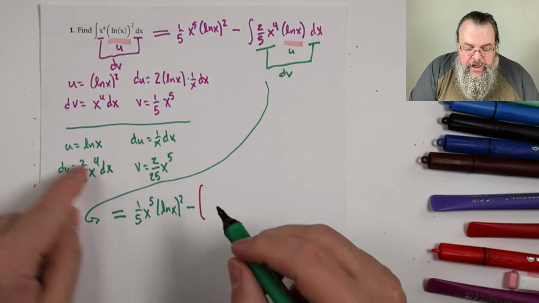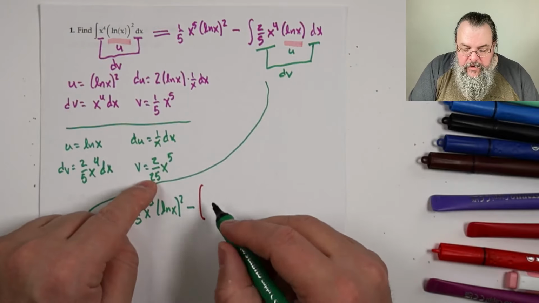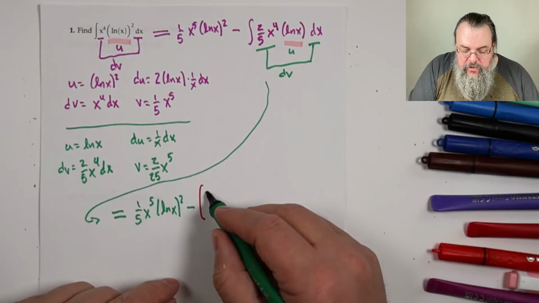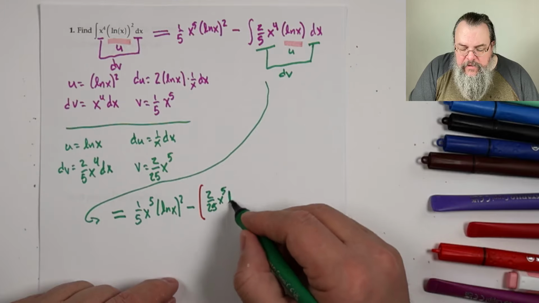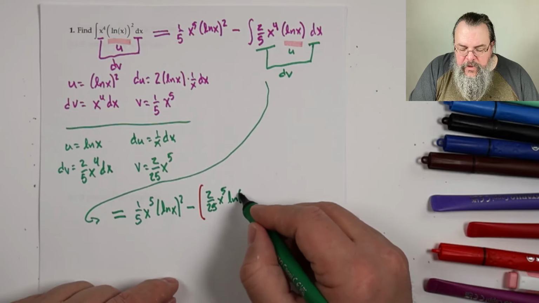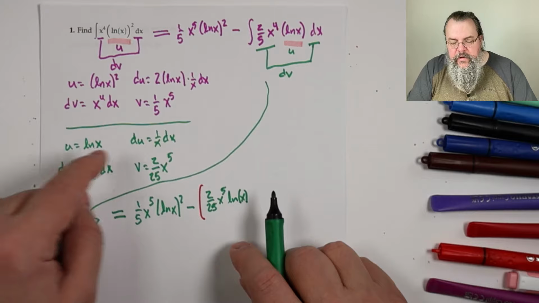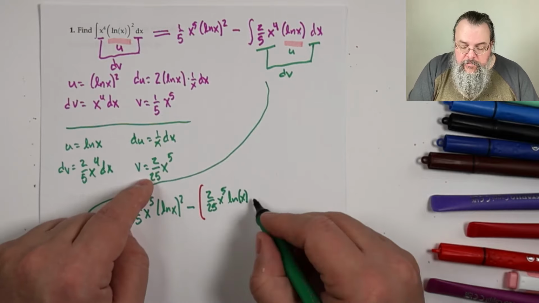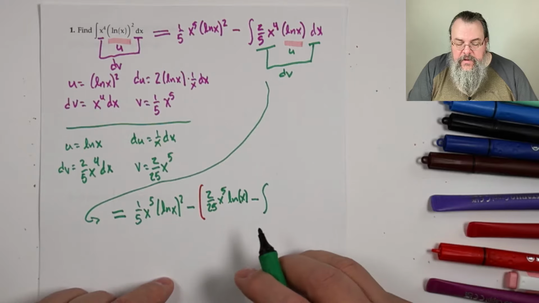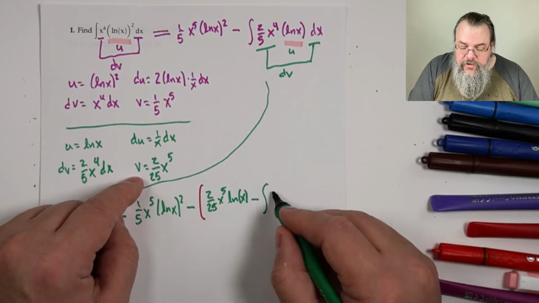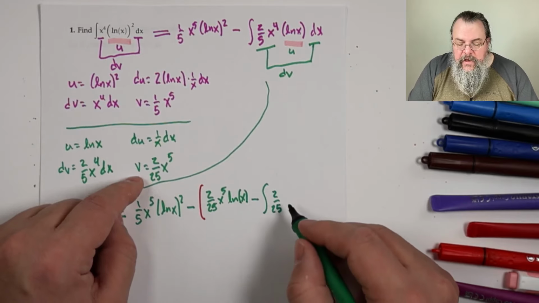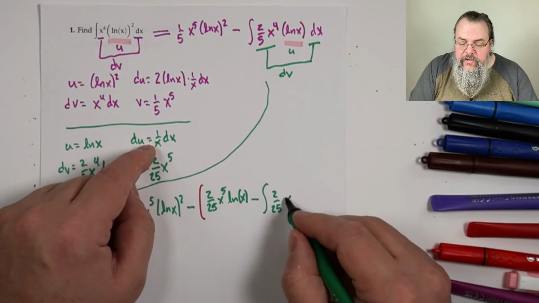Okay, so what do we have? We have uv. So we can write that as 2 over 25 x to the 5th log of x. Okay, uv minus the integral of v du. Well, we have that 2 over 25, and x to the 5th times 1 over x is x to the 4th.